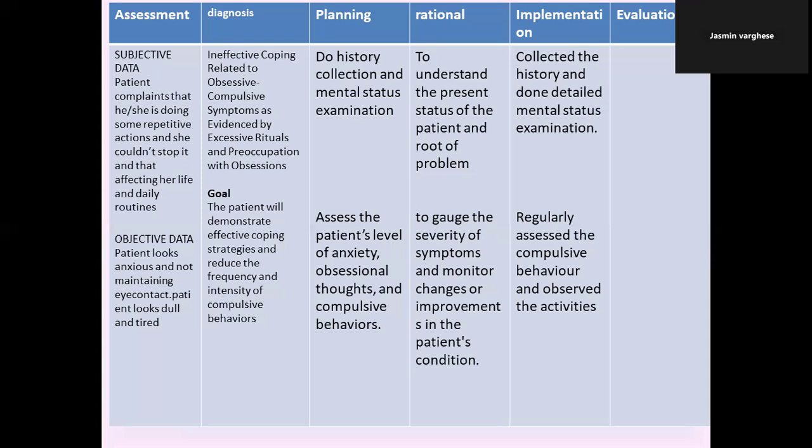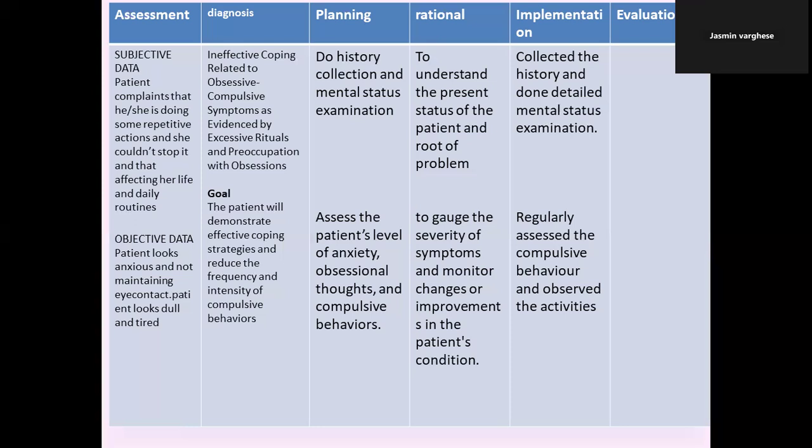Then diagnosis, you can copy and paste the same diagnosis which you have developed already: ineffective coping related to obsessive compulsive symptoms as evidenced by excessive rituals and preoccupation with the obsessions. And one more thing you have to add in the diagnosis column, that is goal. What is the goal here? The patient will demonstrate effective coping strategies and reduce the frequency and intensity of compulsive behavior. So the patient will, in future tense, you have to write the goal.